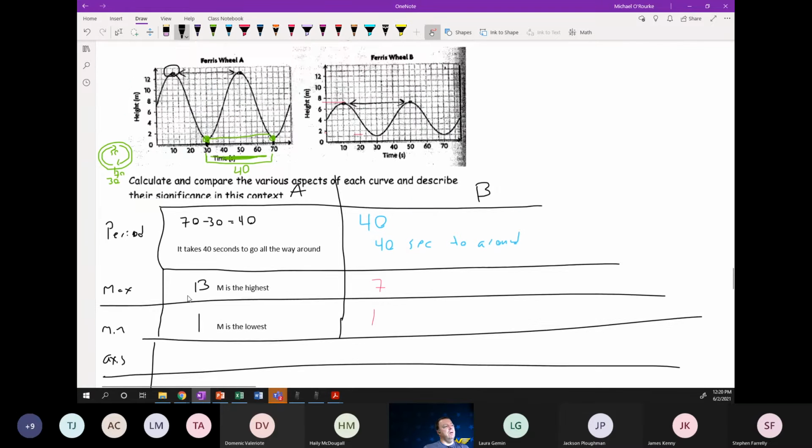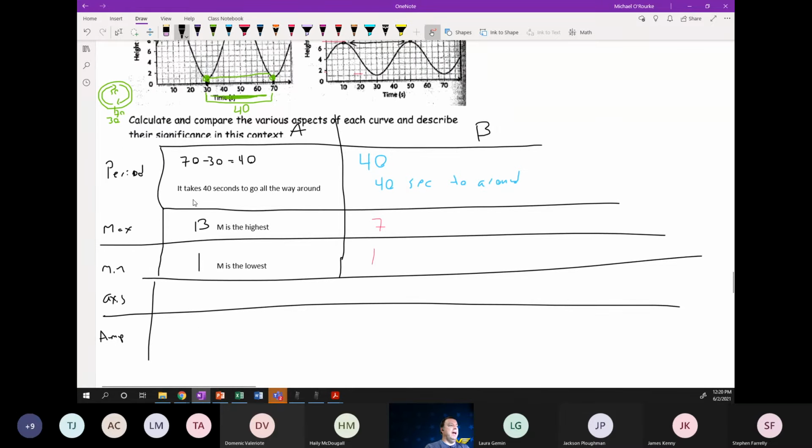So my axis of a curve here would be, I'm going to add these. So I'm going to go 13 plus 1 divided by 2 equals 14 divided by 2 equals 7. Okay? And that in context would be the middle of the Ferris wheel, 7 meters above the ground.